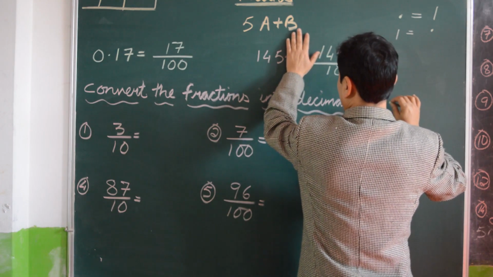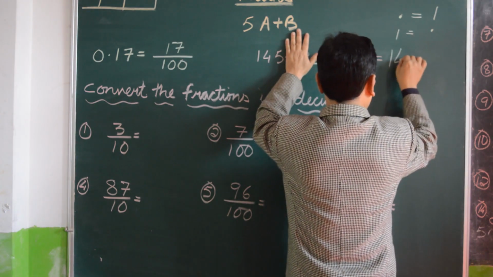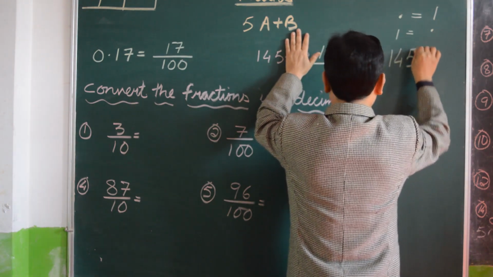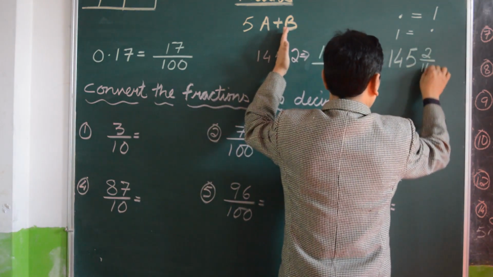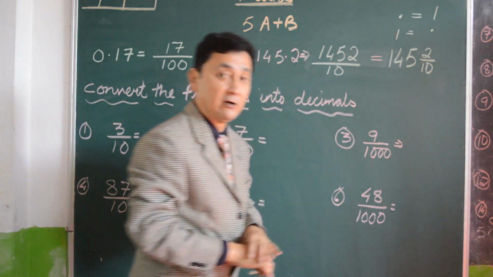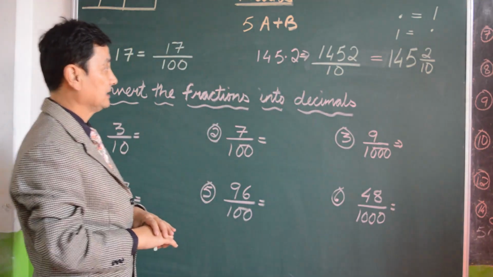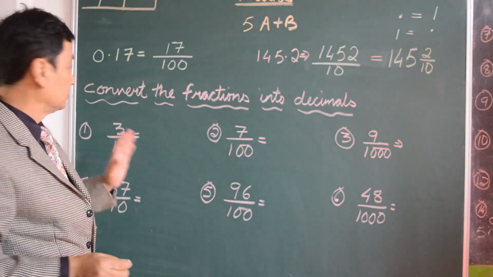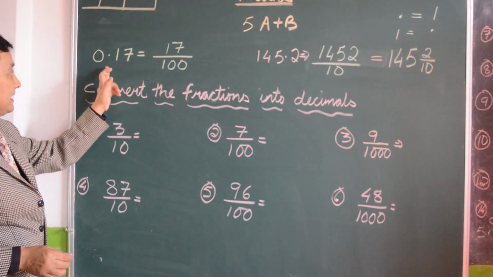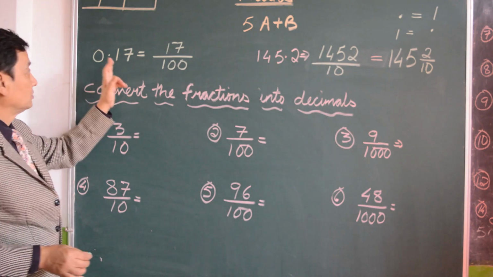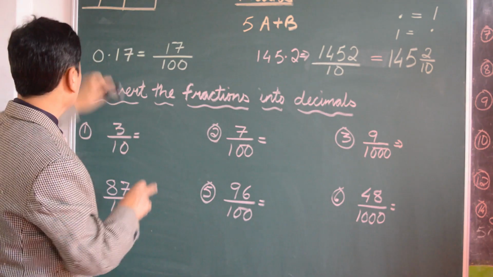Whatever numbers are before the decimal point, 1, 4, 5, they are the whole numbers. And 2 tenths. So that's how many of you did it in your exercise book. I hope you have understood. So this time we are going to convert this fraction back into decimals. So let's try and convert that also.